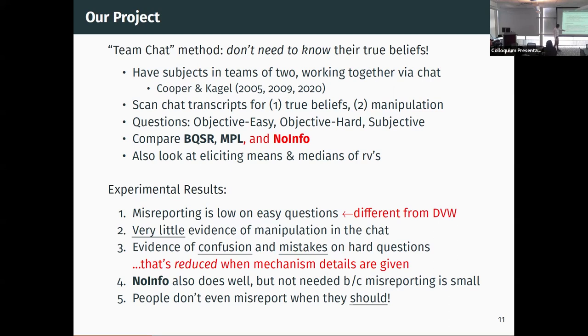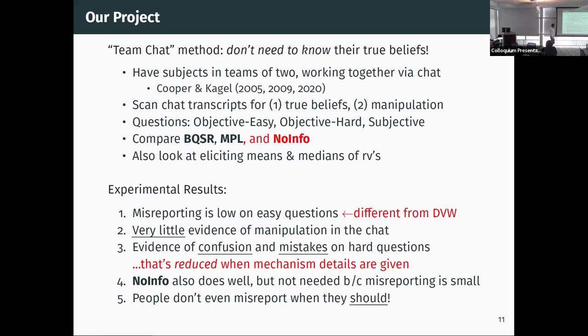Okay? And the no-information treatment also does well, but it's not needed because in our data, when you show people the incentives, they don't misreport either. So our results all look like this, even better than this. We don't have anything that looks like this. So we don't see misreporting at all in any of these mechanisms.